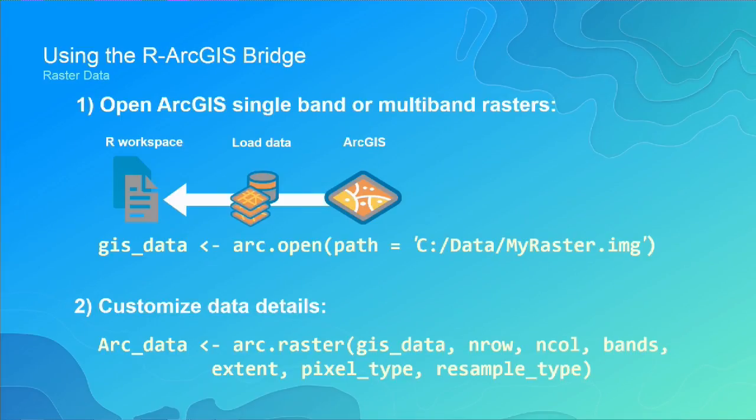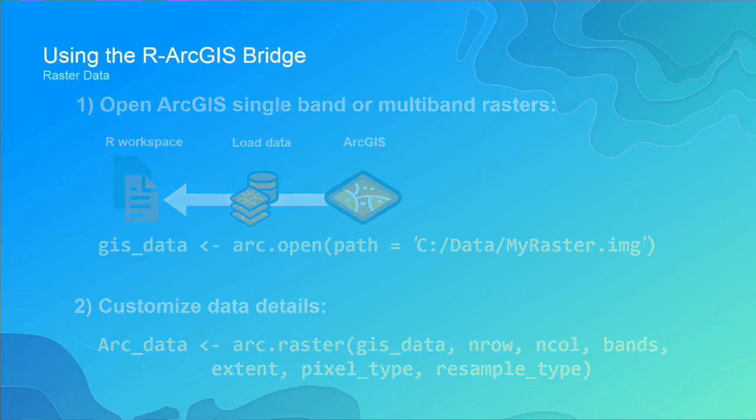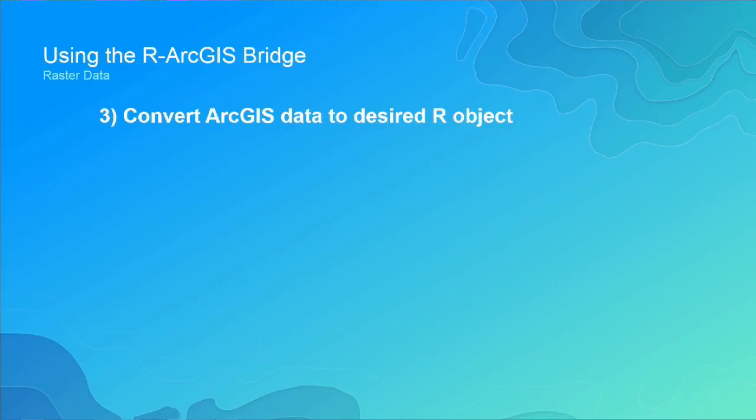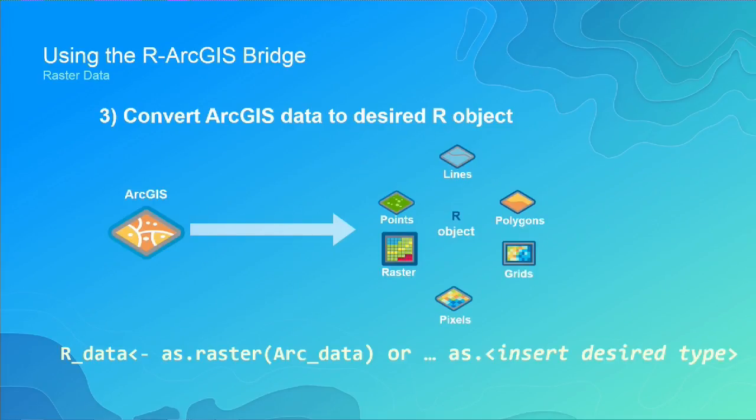If you have a single band raster, it's going into R as a raster layer from the R package raster. If you have a multi-band raster, it's going into R as a raster brick from the R package raster. And of course, here's just some of that built-in functionality if you want to be manipulating as you're bringing it in. Once you've converted it into that ArcRaster, you have one more step. You can just do as raster to transform it into that raster object, or as whatever it may be, maybe a spatial pixel, spatial grid, whatever you need it to do.